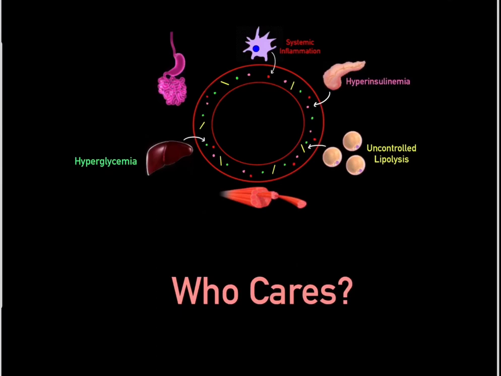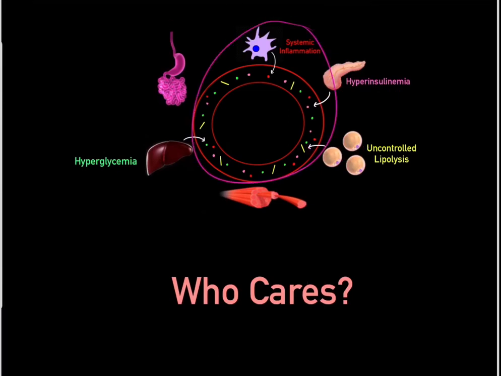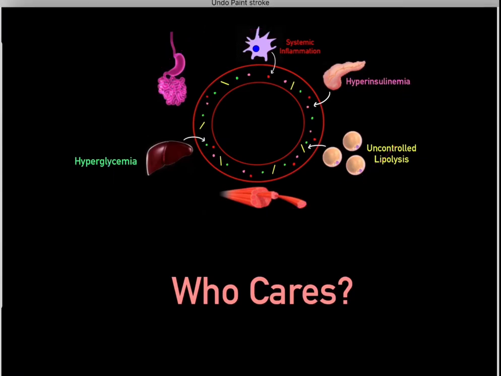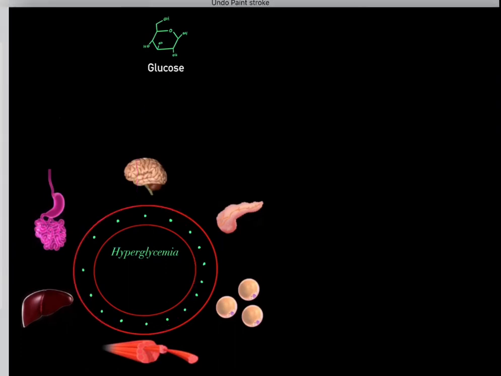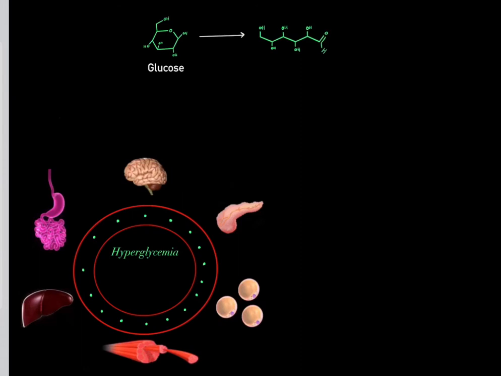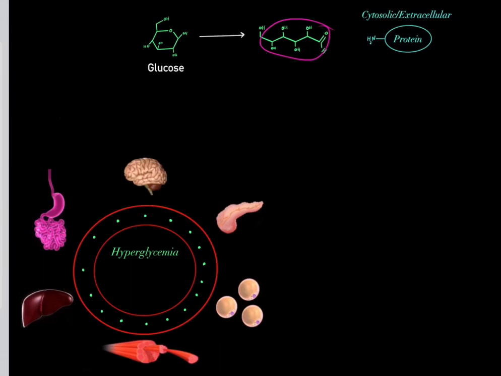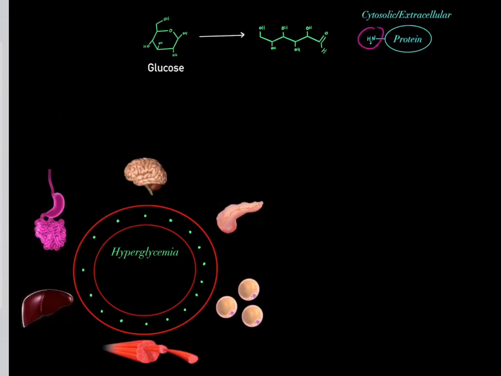But you might wonder, who cares if you constantly have hyperglycemia, or if you temporarily have hyperinsulinemia, or uncontrolled lipolysis and systemic inflammation? Why should you care if you put your body through these conditions associated with type 2 diabetes? So what are some of the consequences of hyperglycemia? Well, these glucose molecules are able to open up and form this linear form of glucose. And this is a problem because these linear forms of glucose molecules can react with proteins. And it doesn't matter if it's a cytosolic or extracellular protein, the chemistry is the same, where these amine groups on the proteins nucleophilically attack these aldehyde groups of these linear forms of carbohydrates.